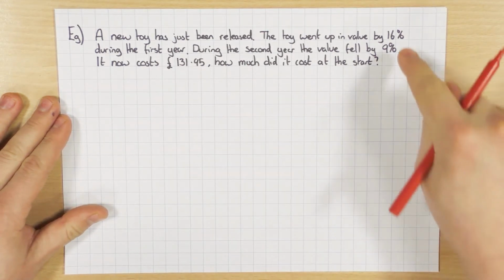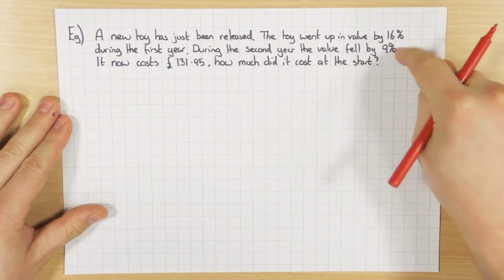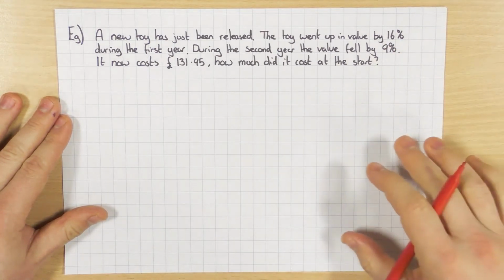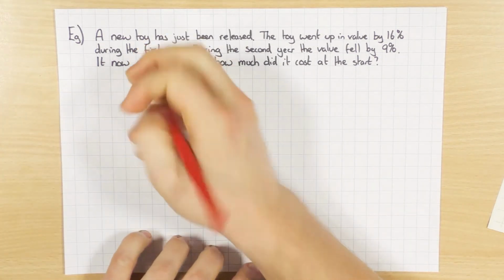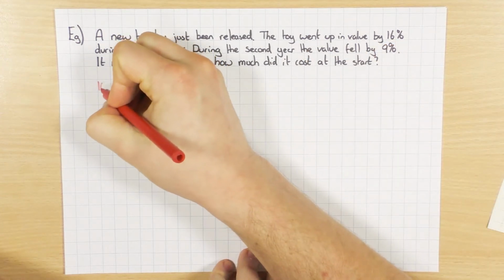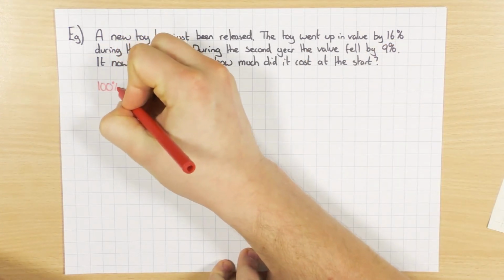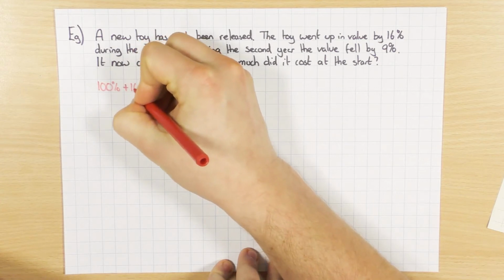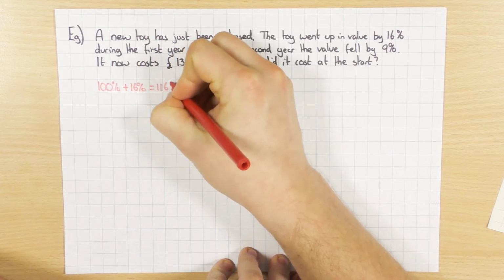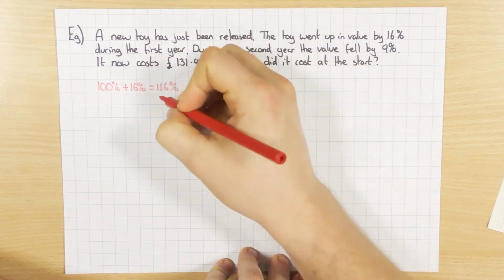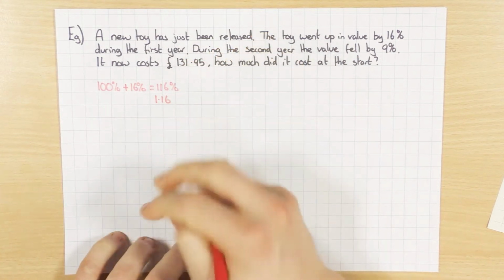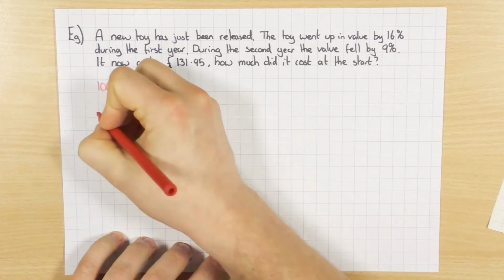So there's two things going on here. It's increasing by 16% and it's decreasing by 9%. So again, I'm going to show you both ways, starting with the decimal multiplier. So the first thing I'm going to do is work out the decimal multiplier for increasing by 16%. So 100% plus 16% is 116%. And then I'll convert that to a decimal, 1.16. The next one is a decrease of 9%.